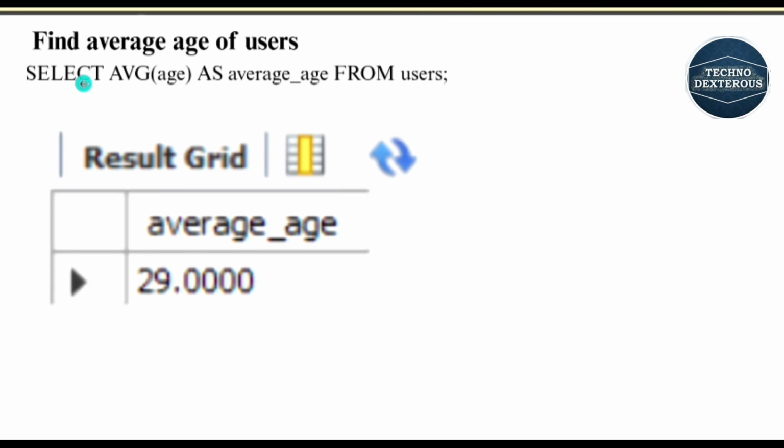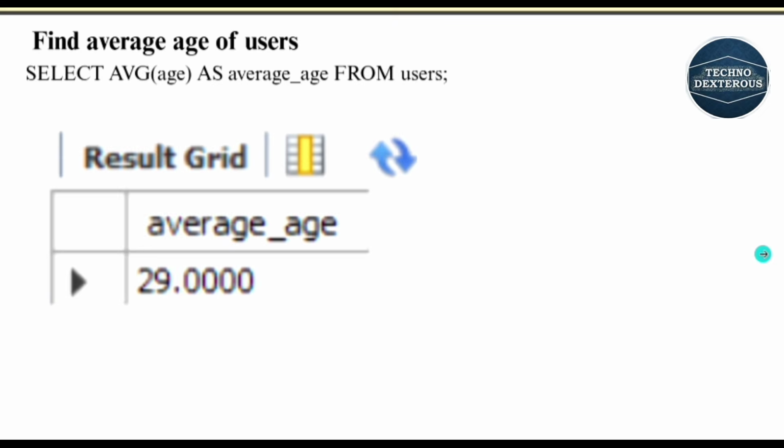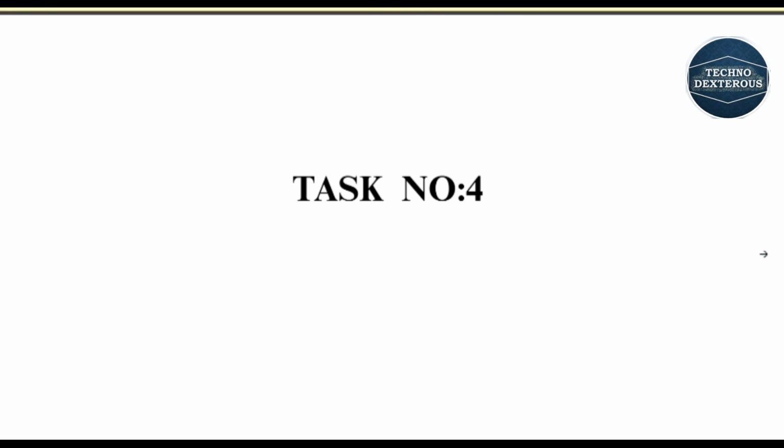Find averages. By using the average function we can find out the average of the given thing. Select average. Here we find the average of age as average age from user. Here is the output of this code, the average of age. Here our task 3 is completed.